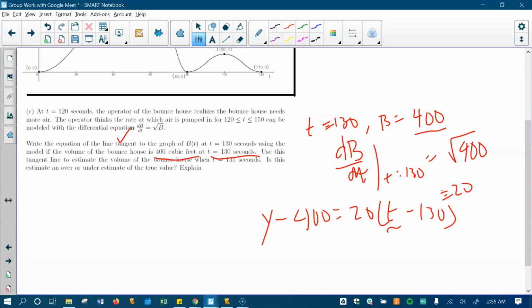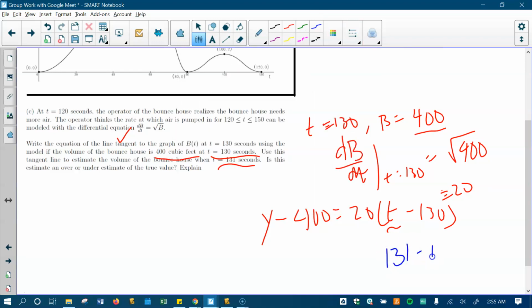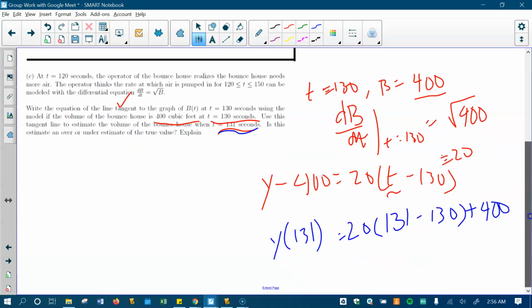Now, use this tangent line to estimate the value when t equals 131 seconds. So let's do that in a different color. And we're going to estimate when t equals 131. So 131 minus 130 with 20 on the outside, add the 400, and you'll get your approximation. Y of 131. And again, we're estimating when t equals 131 seconds.